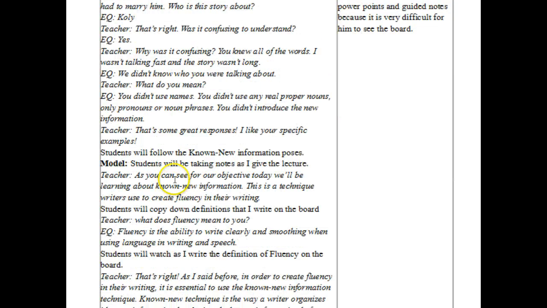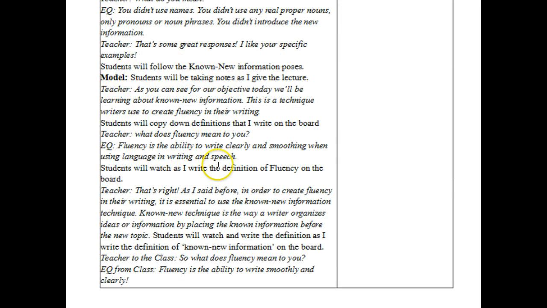Why? Great. Here's my only place for a suggestion here. You have students will be taking notes as I give the lecture, although you do write the definitions on the board, so maybe that's good. Sometimes you've got to be careful. Sometimes I don't always model as well in class as I should.